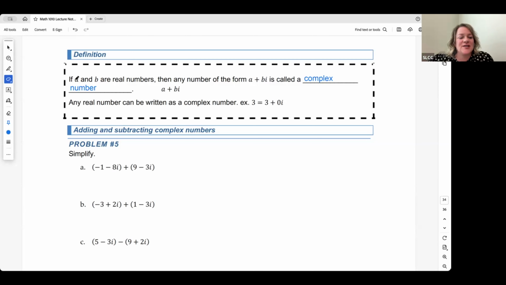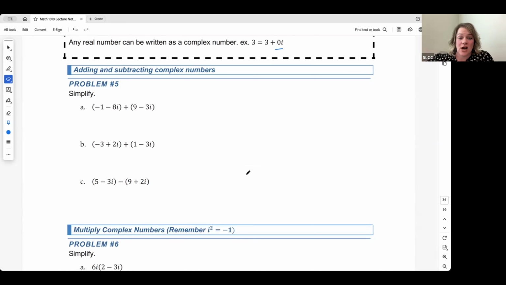So look at the definition. If a and b are real numbers, then any number of the form a plus bi is called a complex number. A plus bi. So now you have an imaginary and a real. Oh, that's so complicated. Complex number. Note, any real number can be written as a complex number. You would just add 0i. Okay, I know what a complex number is now.